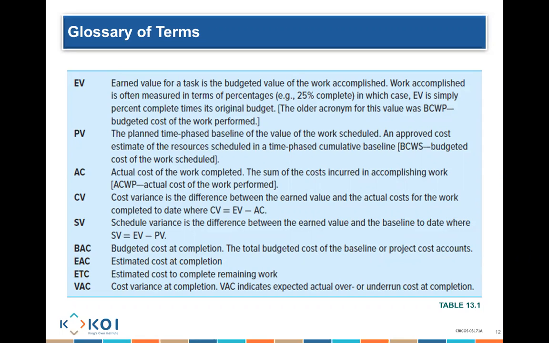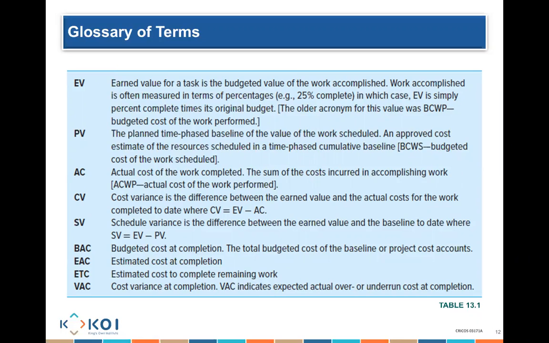Estimated at completion is how much I actually estimate I will have to pay to finish the project. So I might have budgeted that it's going to cost me $1,000, but in reality, I might not have delivered the project very well. And because of that, my estimated cost at completion has increased from $1,000 to $1,200. That's what we call estimated at completion.